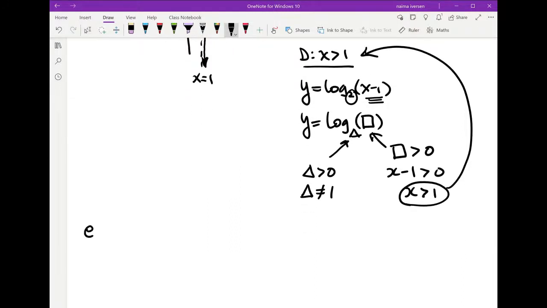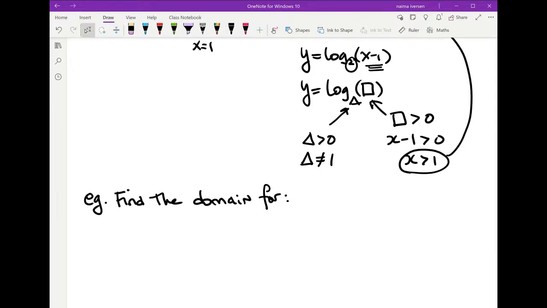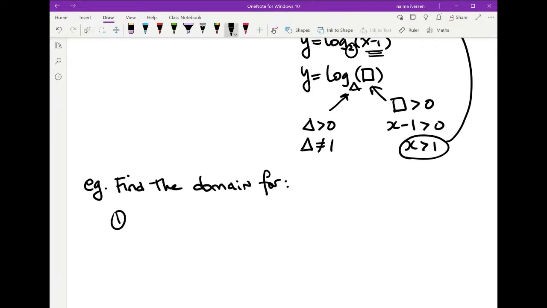So we're going to use that property to find the domain for certain graphs. We're going to find the domain for this one: y equals log base x of x plus 1. Now this one you can't graph. We don't know what the x is, the base down here. It's going to be a bit of a problem.